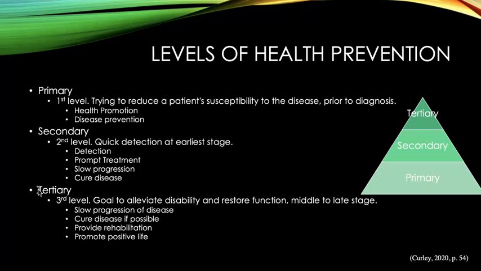The earliest detection and prompt treatment of disease at the earliest possible stage are referred to as secondary prevention. The goals of secondary prevention are to either identify and cure a disease at a very early stage or slow its progression to prevent complications and limit disability. Secondary prevention measures are carried out during the preclinical or pre-symptomatic stage of the disease.